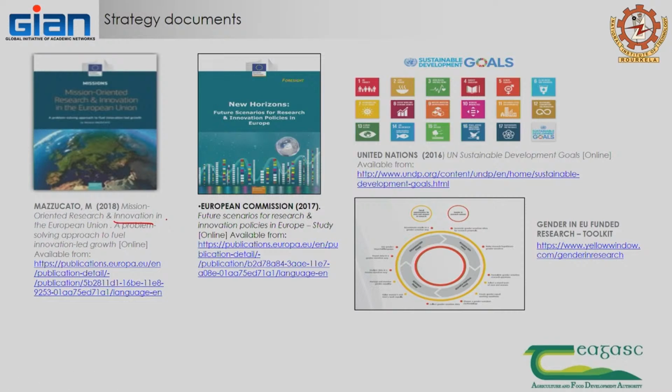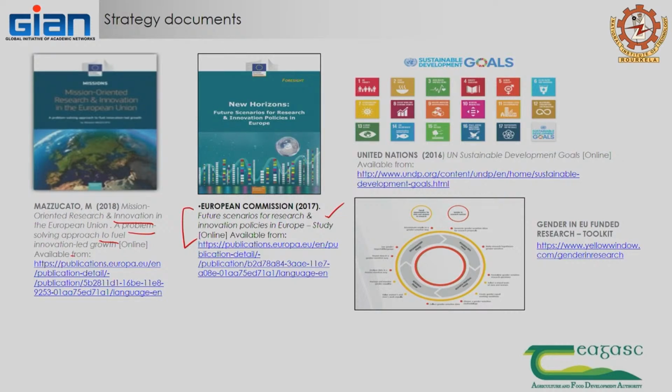Mission oriented research and innovation in the EU, a problem solving approach for fuel innovation led growth. A very nice document which shows how you go about a mission oriented approach, what the approach should be, which is also very important, right. Again same thing, future scenario for research innovation policies, and why European documents are in some ways better.